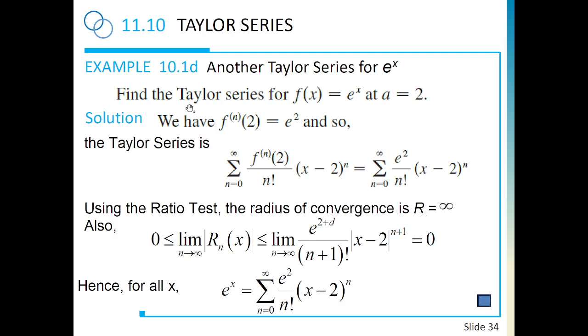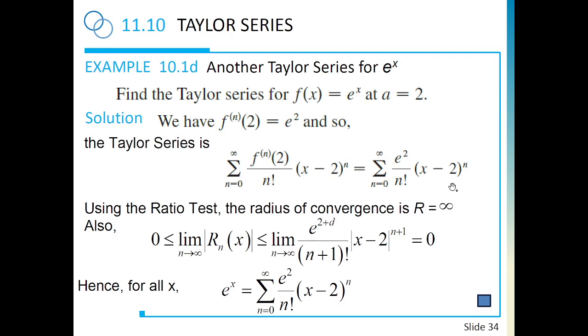What happens if I want to compute the Taylor series for the same function, exponential x, but centered at 2? So instead of being centered at 0, now it's centered at 2. All I do is apply the formula: the derivatives evaluated at 2, times x minus 2 to the power n, divided by n factorial. The derivative of exponential x is exponential x, evaluated at 2 is exponential 2, obviously. So this is the series that I got.